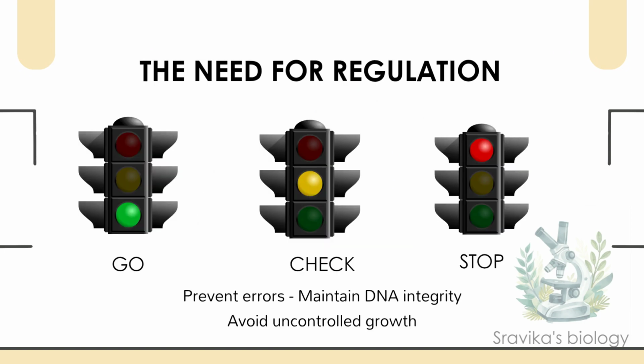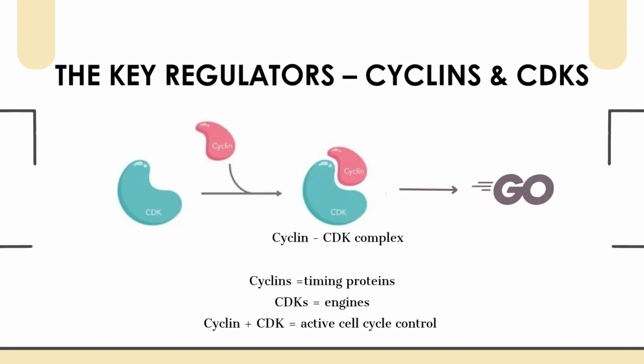Think of cell cycle regulation like traffic lights. Without proper signals, when to go, when to slow, when to stop, chaos occurs. Similarly, if cells divide uncontrollably, they form tumors. That's why regulation is vital. The main regulators are cyclins and cyclin-dependent kinases, CDKs. Cyclins decide when, CDKs perform the action. Together, they form complexes that push the cell into the next phase, but only if conditions are perfect.